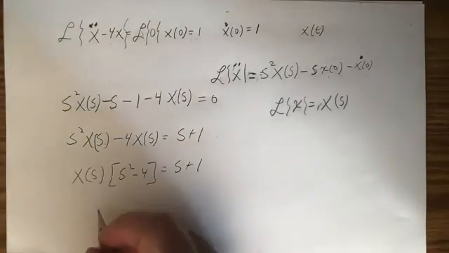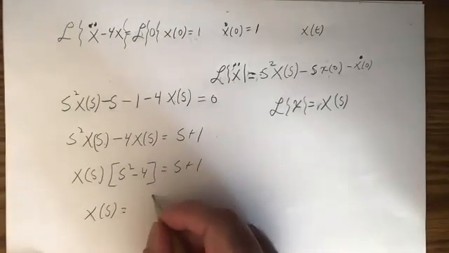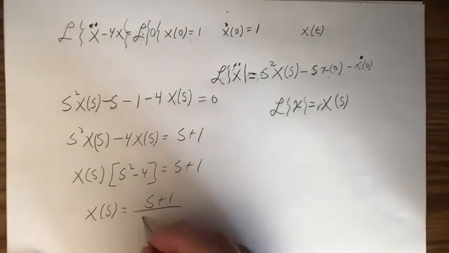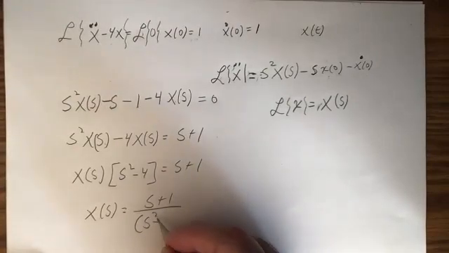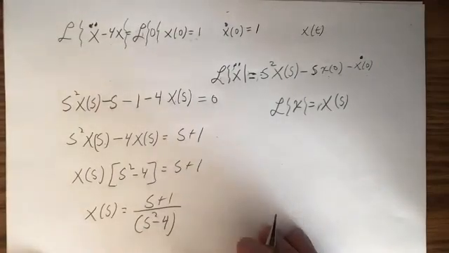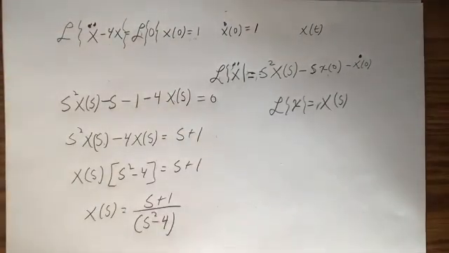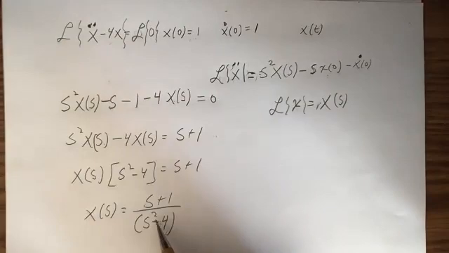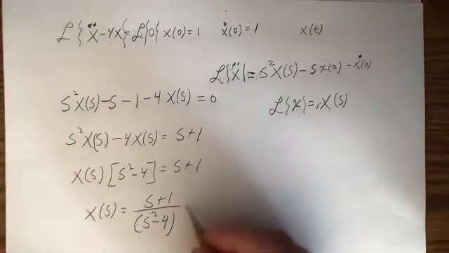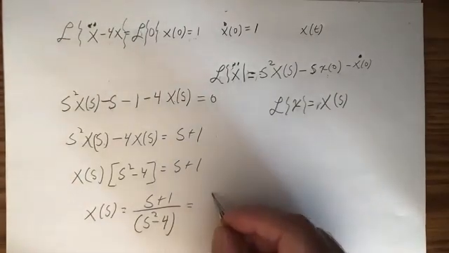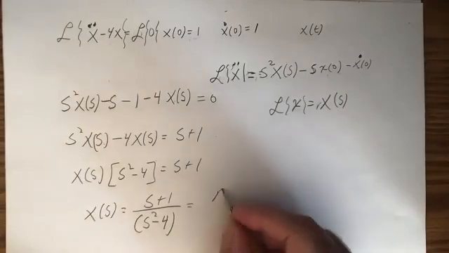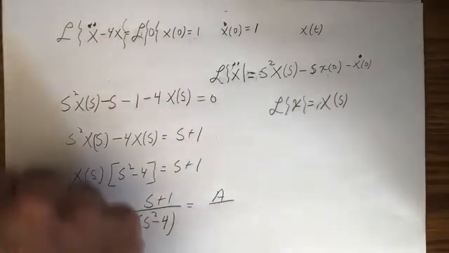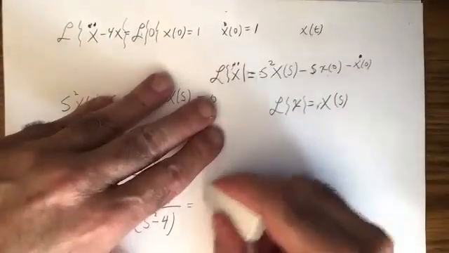Okay, so now when I solve this, I get s squared minus 4. Okay, now what do I do? Well, I got this s squared minus 4. What I'm going to do is break this up. I'm going to write this as A. Well, I'm skipping a step. I don't want to skip a step.